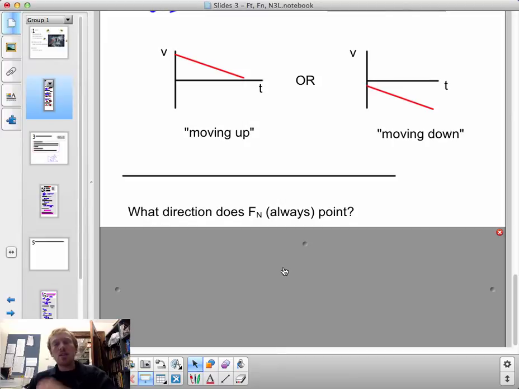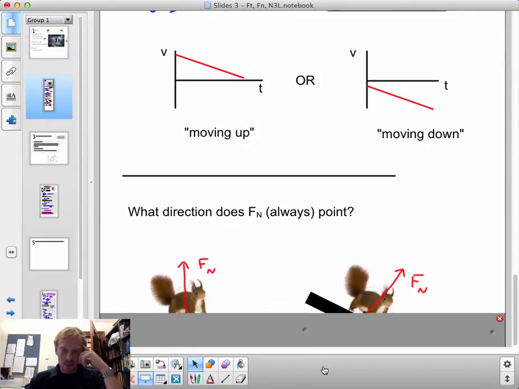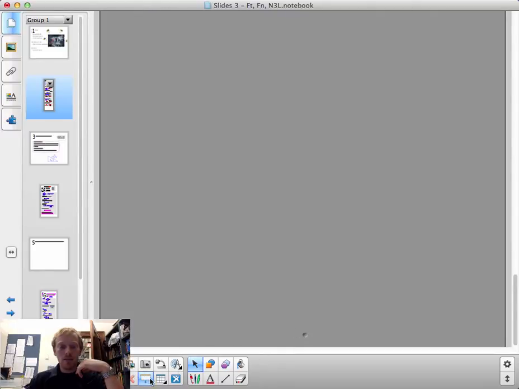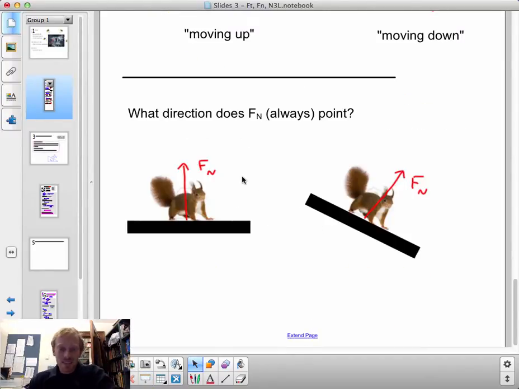What direction does the normal force always point? Is it always up? It's not always up. Nope. See here? The normal force is up when the platform is oriented up, but when I tilt the platform, you can verify, and we'll talk about later, how the normal force is actually at a right angle to the platform. So what direction does the normal force point? Perpendicular to the surface that exerts the normal force.